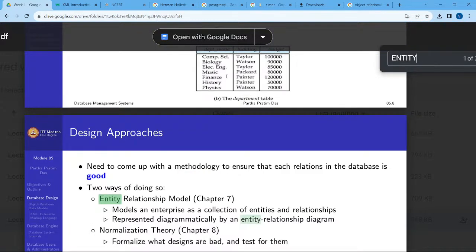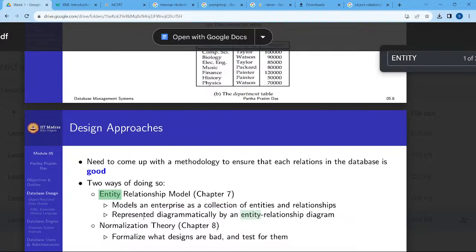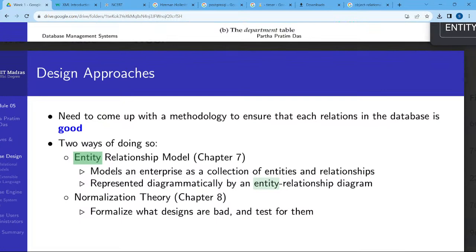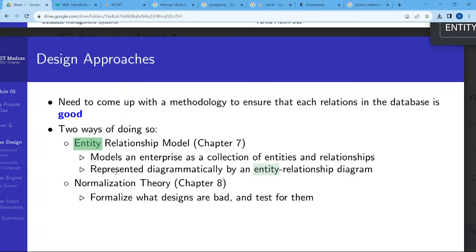Entity relationship model. So in the design approaches, there are two ways of doing design. One is the entity relationship model, and the other is normalization theory. In an entity relationship model, it models an enterprise as a collection of entities and relationships, and it is represented diagrammatically by the ER diagram. Normalization theory formalizes what designs are bad and tests for them.